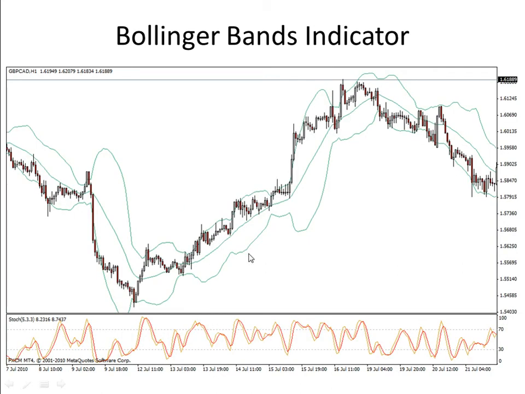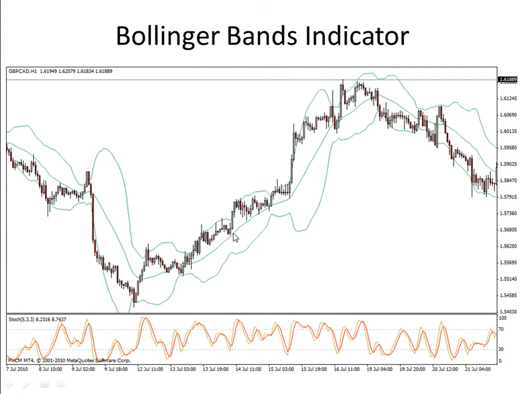If you see this one, the Bollinger Bands, the upper band and lower band, are moving parallel to each other, and the direction is upwards. That means the currency pair is trending upwards. At this point, the price touched the lower band, and at this point, the price touched the middle band.